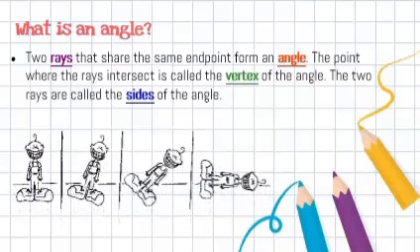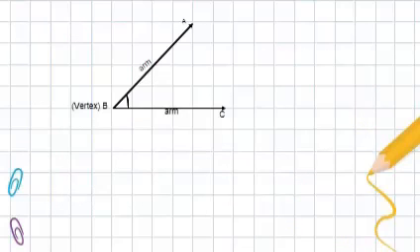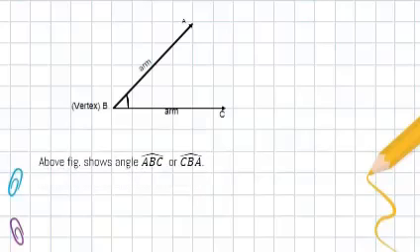So let us take an example. We have this angle, formed by the two rays BA and BC. The rays BA and BC meet or intersect at the point B, so they have the same endpoint, which is B. They form an angle, which is inside. So this figure shows the angle ABC or CBA. In order to name an angle, you have to use three letters, and the vertex should be in the middle, which is B. So it's either ABC or CBA.